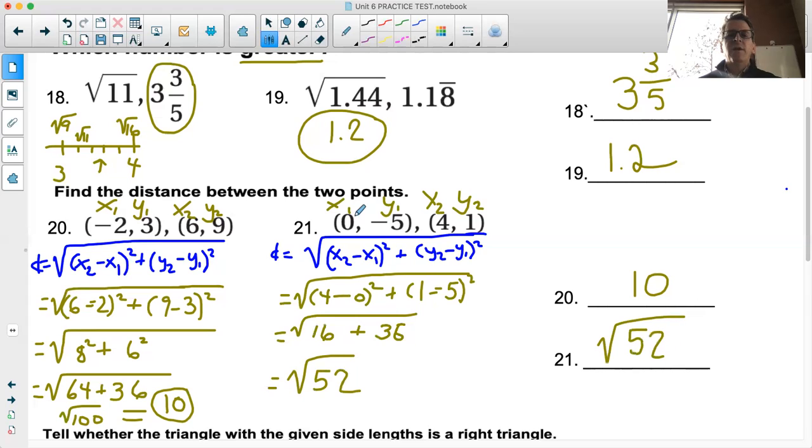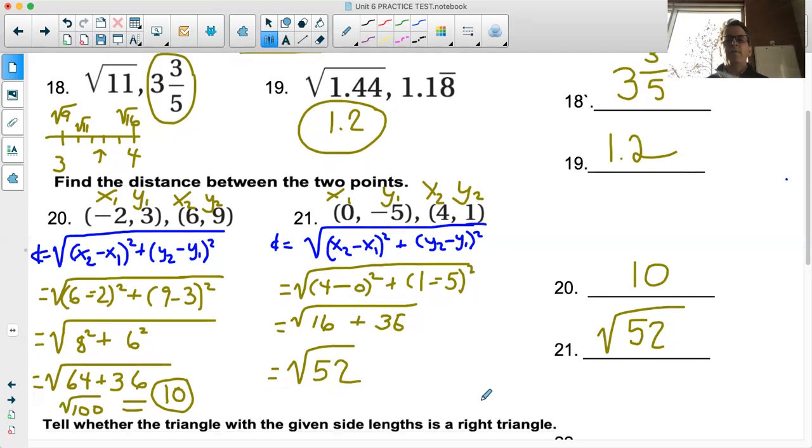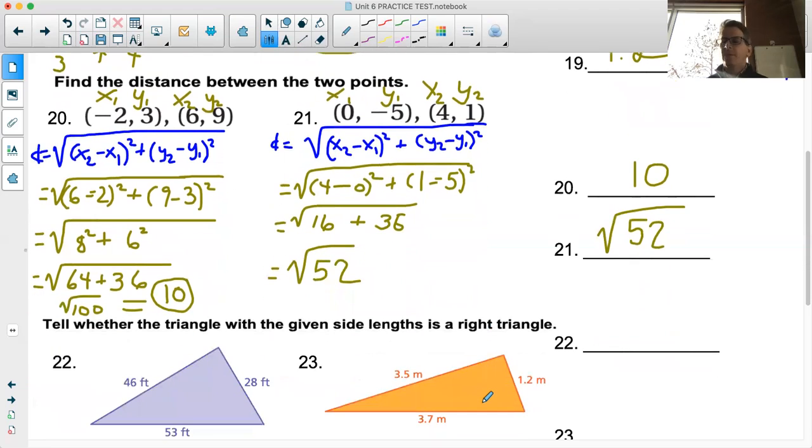So again, your x1 is 0, y1 is -5, x2 is 4, y2 is 1. So your x of 2 minus x of 1 is 4 minus 0, squared is 16. y2 minus y1 is 1 minus a -5, which is 1 plus 5, which would be 6, squared is 36. 36 plus 16 is 52. Square root of 52 is the distance between 0, -5 and 4, 1, using the distance formula.